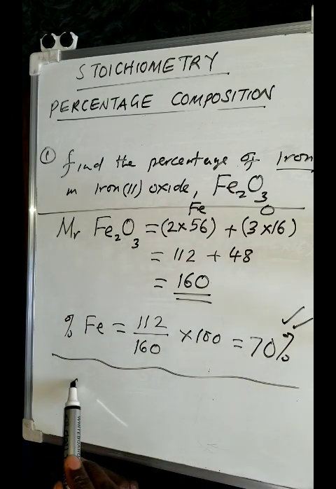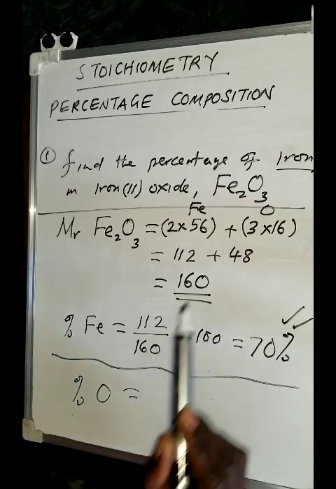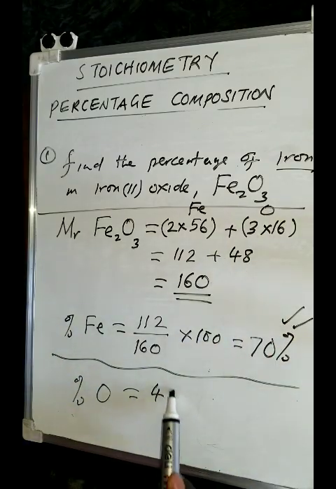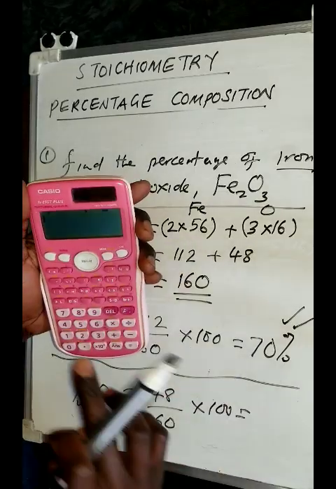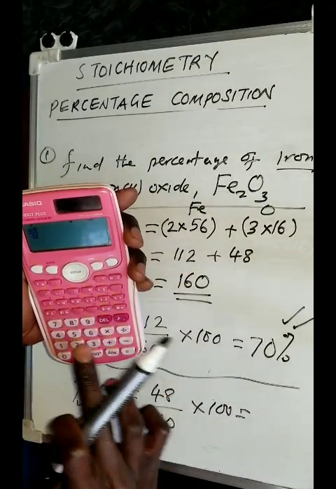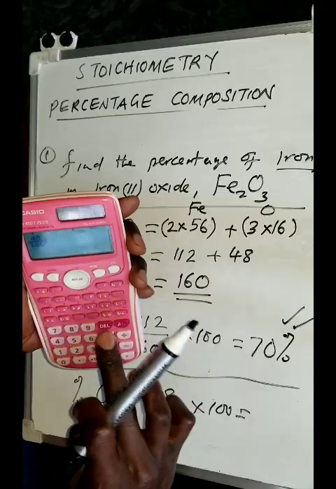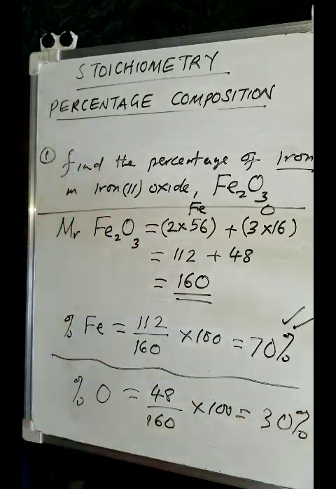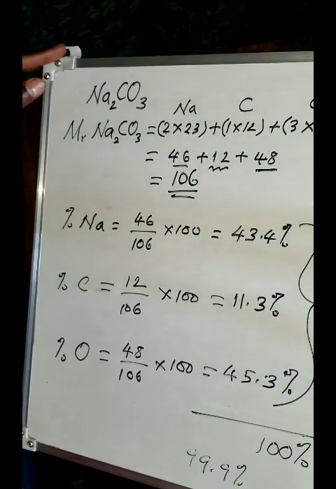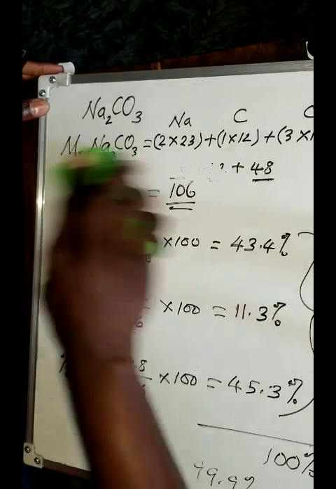Let's see if that is actually true. The total mass of oxygen is simply 48 over 160 multiplied by 100. If you key it in on your calculator, 48 divided by 160 then multiplied by 100, that is going to give you 30%. All right, let me do just one last question that I've seen students make common mistakes with.